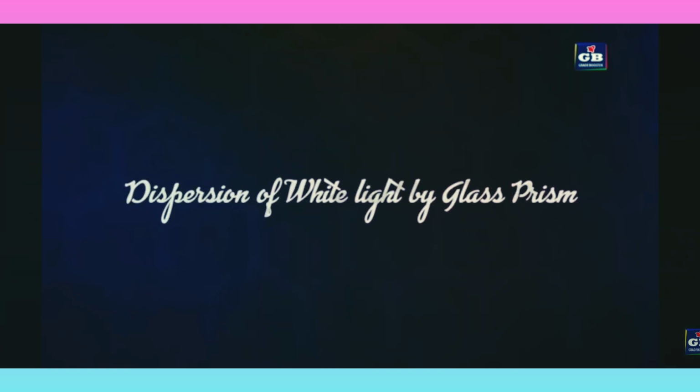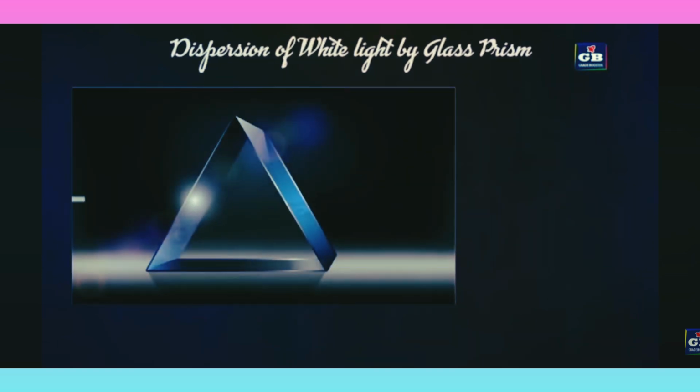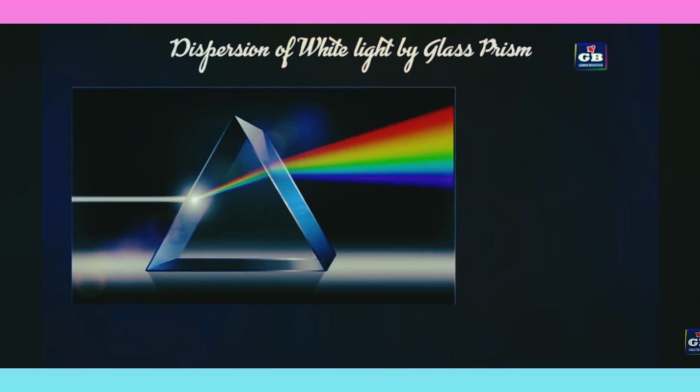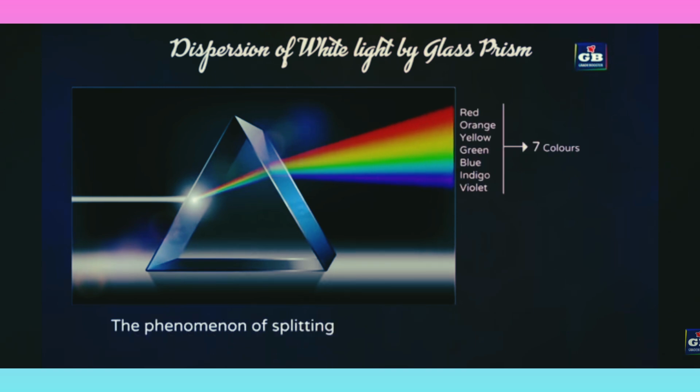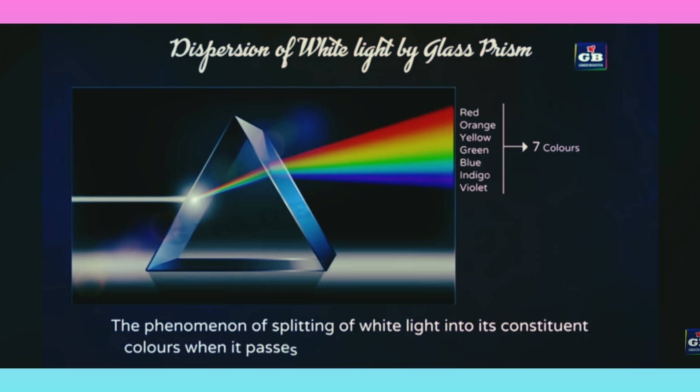Dispersion of white light by a glass prism. If we pass white light or sunlight through a prism, it splits into 7 colors. This is called dispersion of light. The phenomenon of splitting of white light into its constituent colors when it passes through a prism is called dispersion.